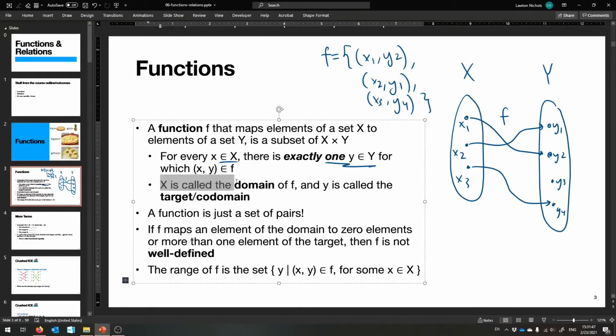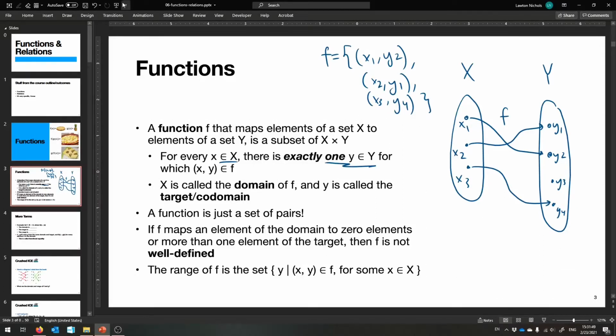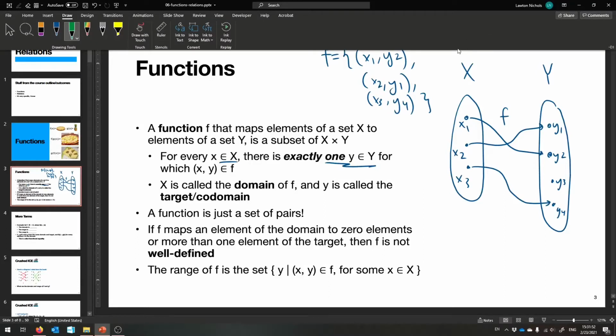Okay, so x, we call it the domain. Maybe I should use colors. So x is the domain.